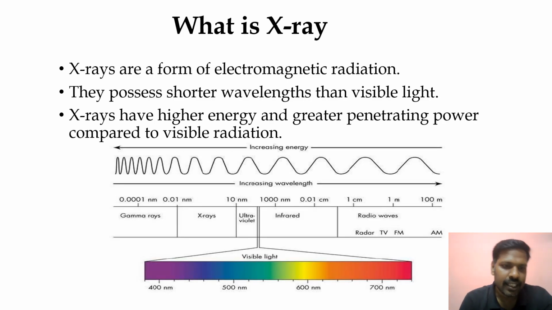What is X-ray? Now let us understand what is X-ray. X-rays are a type of electromagnetic radiation just like visible light. However, X-rays have much shorter wavelength, much higher energy, and high penetrating power. Because their wavelength is similar to the spacing between atoms, X-rays are perfect for studying crystal structures.